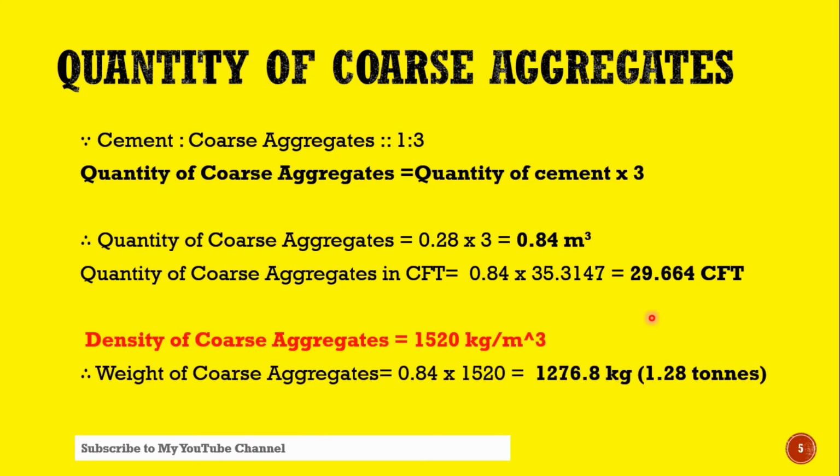To calculate the weight of coarse aggregate, we must know the density of coarse aggregate. I am considering density of coarse aggregate as 1520 kg per cubic meter. Therefore, weight of coarse aggregate equals to volume of the coarse aggregate multiplied by 1520, which is equals to 1276.8 kg. If we divide it by 1000, then you will get weight of coarse aggregate in terms of tons, that is 1.28 tons approximately.